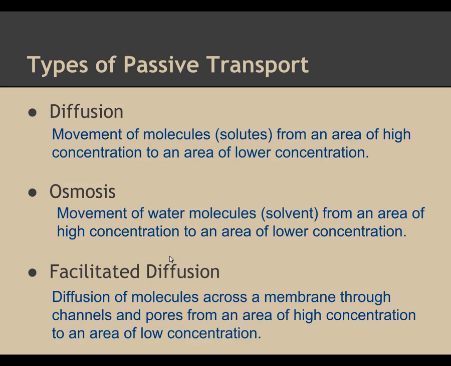Because in order to go from an area of low concentration to high concentration takes energy on the part of the cell. So if you see the tagline, high concentration to low concentration, it will be passive transport, and it will be one of these three. So let's take a look at what we mean by molecules moving from an area of high concentration to an area of low concentration.